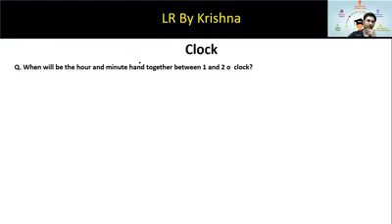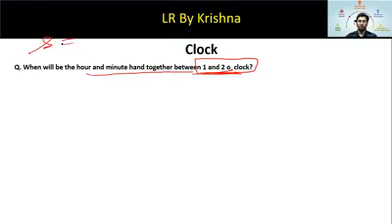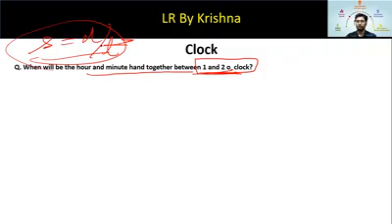Chalo, next question. When will the hour and minute hand be together between 1 and 2 o'clock? I'm just giving you a hint to this question. What is the question asking? When will they be together between 1 and 2 o'clock? Do you want to try it or should I give you a hint? Again, we will use the same formula. Speed equal to distance by time. Nothing new. Nothing else is required in this chapter.